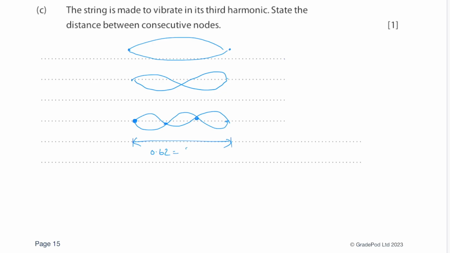0.62 is equal to 3/2 of a wave, because that's 1.5 waves. Oh, it's really simple. All we have to do to find the distance between these two nodes is take a third of 0.62.